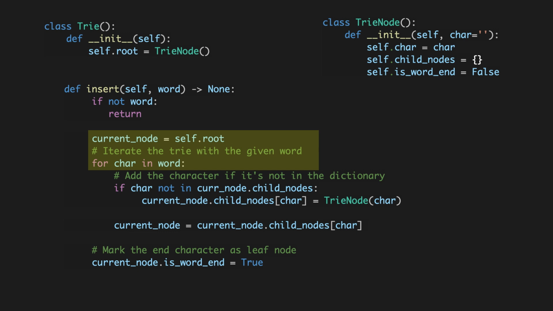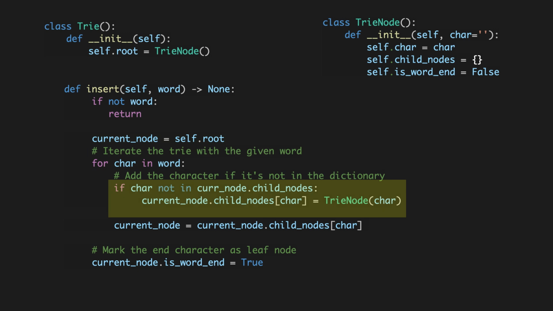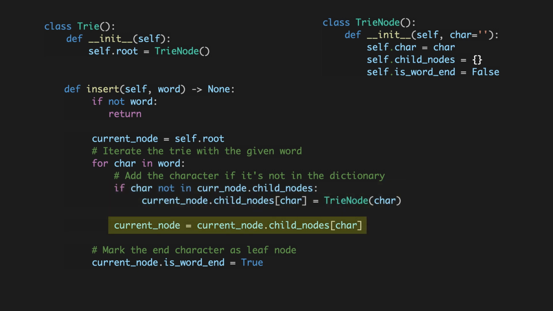It then iterates over each character in the word. For each character, it checks if the character is already a child of the current node. If the character is not present, it adds a new trie node for that character. The current node is then updated to the trie node of this character. After all characters are processed, the last node is marked as a word end by setting isWordEnd to true.